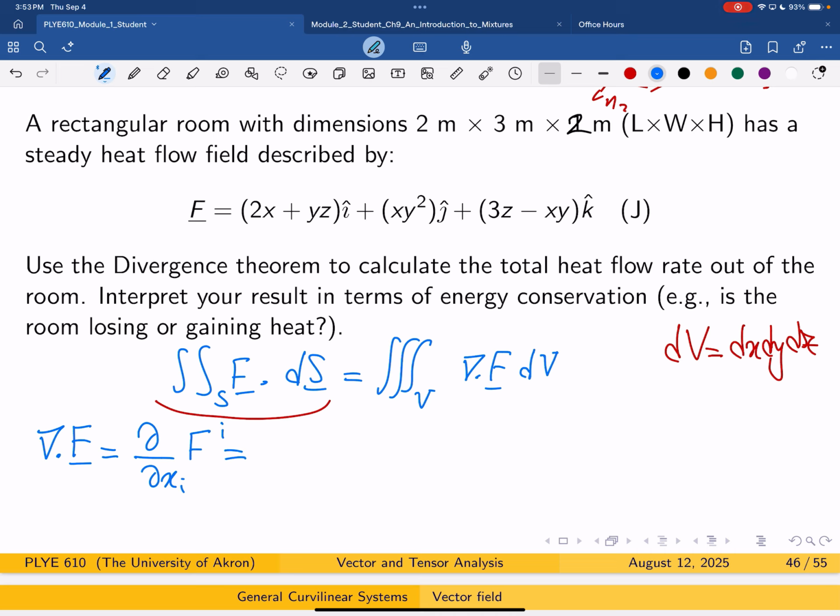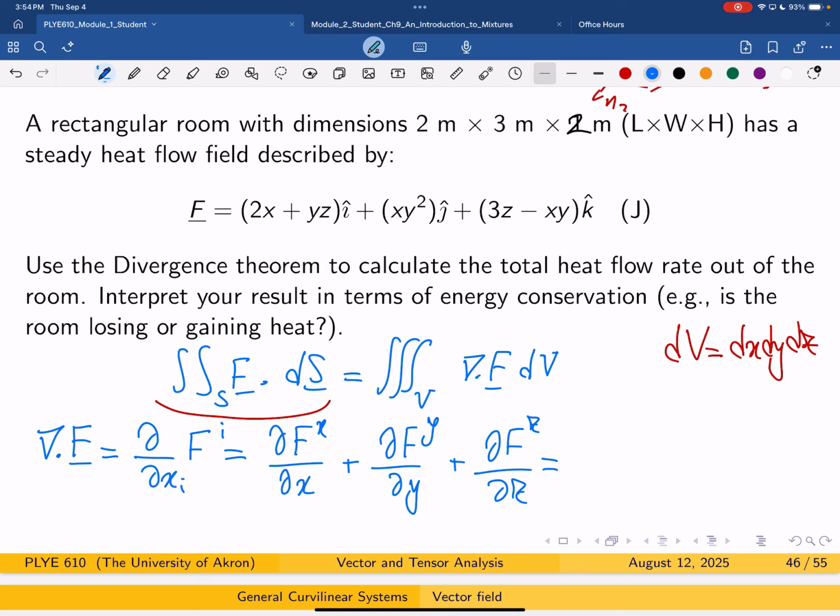So you need to calculate that, right? Based on the notation that we have, this is going to be df1/dx plus df2/dy, or you can think about it as an x component. Let's stick to x, y, z. The y component plus the z component, right? So what is that? This is the x component, y component, and z component.